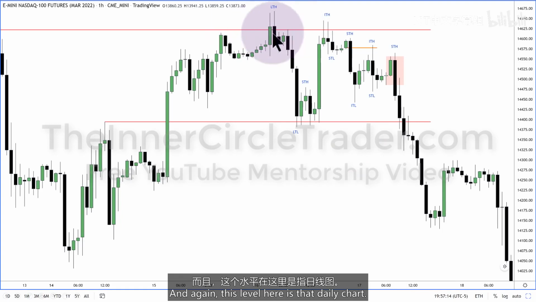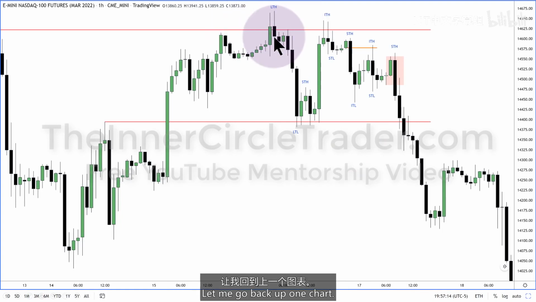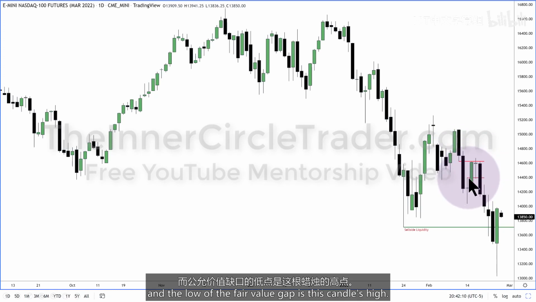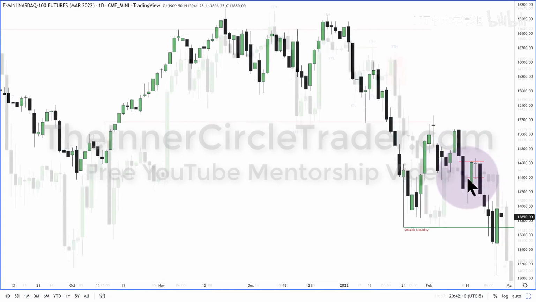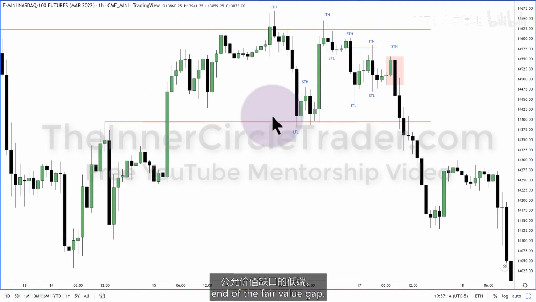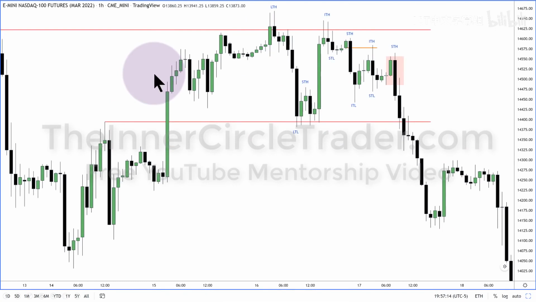gap. And again, this level here is that daily chart. Let me go back up one chart. That's this level here. Okay. It's on this candle, that low. And the low of the fair value gap is this candle's high. Dropping down into the hourly chart, that's the high end of the fair value gap. This is the low end of the fair value gap. Again, on an hourly chart. So that way we have our bearings.